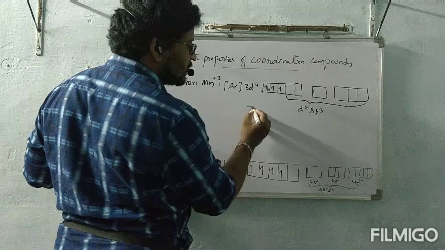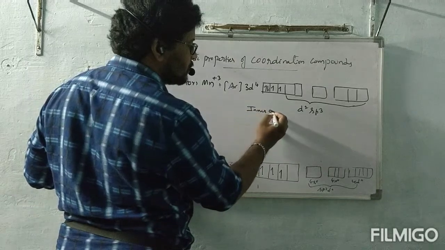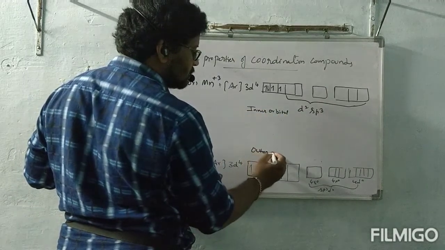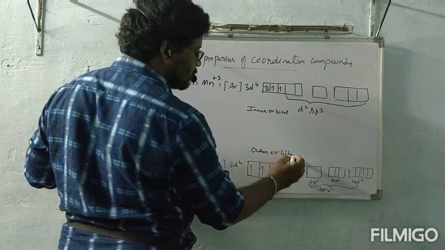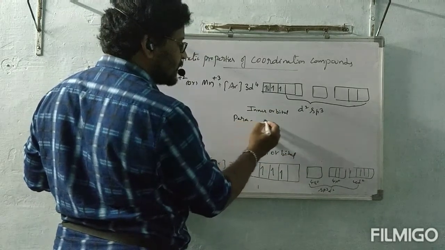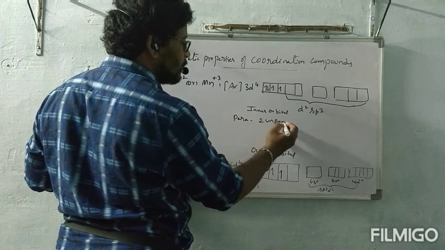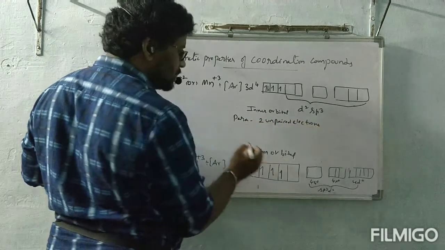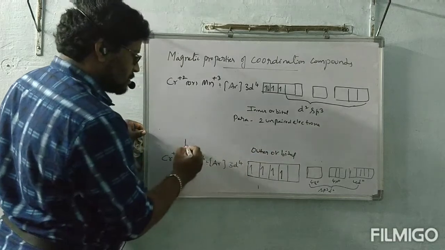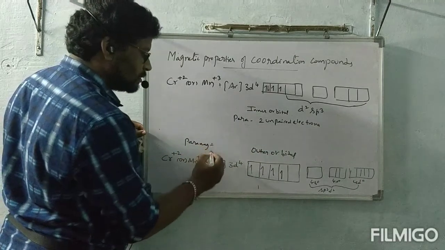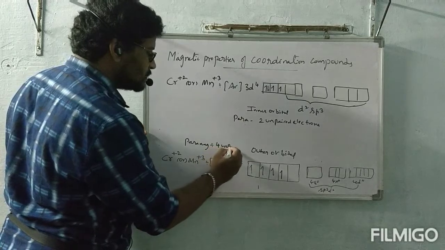This is an inner orbital complex. This is an outer orbital complex. This one will be paramagnetic with 2 unpaired electrons. This is paramagnetic with 4 unpaired electrons.